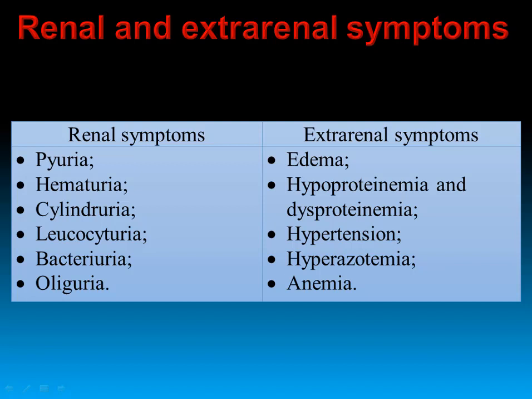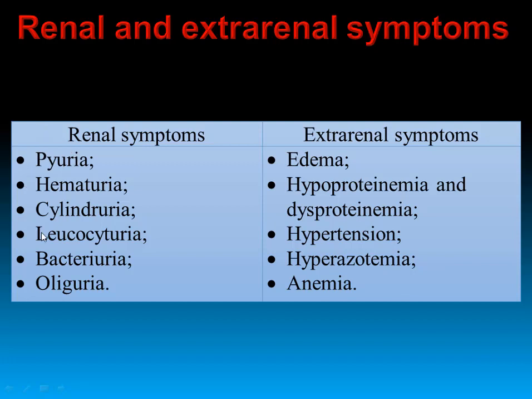Let's discuss in detail. Renal symptoms can be found in the common analysis of the urine, which can be performed in any clinic or hospital. Extrarenal symptoms can be found with physical examination or with biochemical examination of blood or common analysis of blood, like anemia.